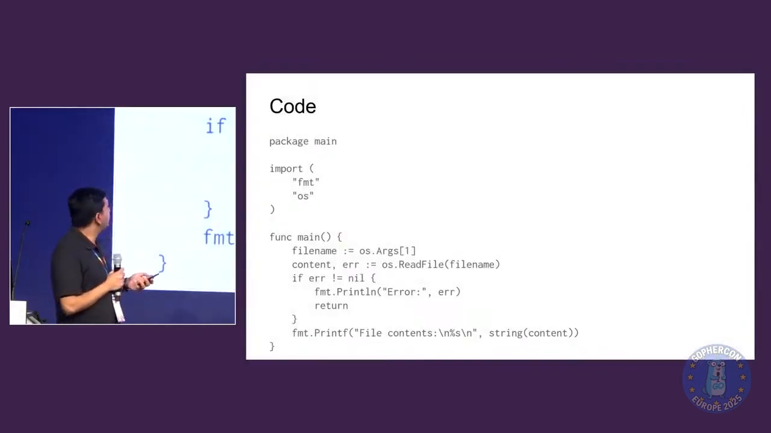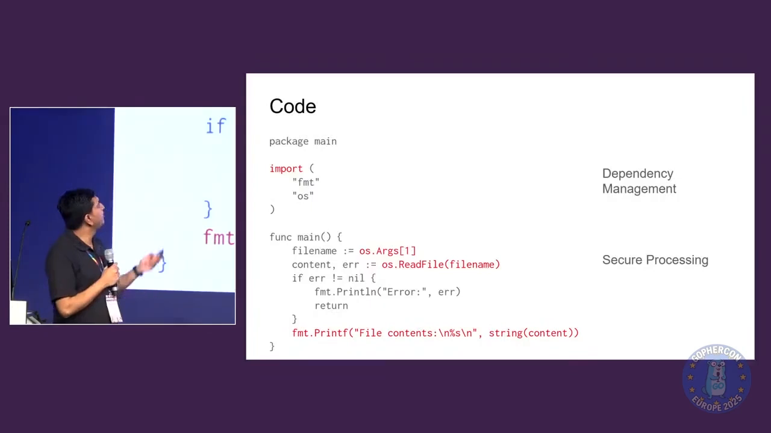I think a lot of you have seen this, and most programs look like this. From here you can look at 2 patterns. For every piece of code that you have, you would not build everything from scratch. You would have dependencies, so code that you import, and you would have inputs, processing, and outputs.